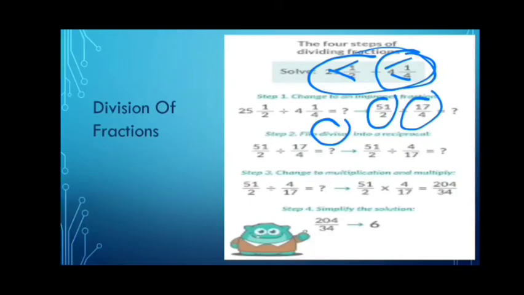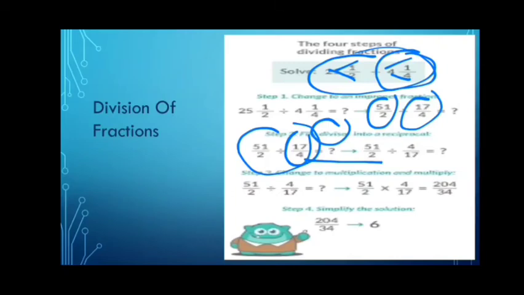That is, the fraction becomes 51 over 2 divided by 17 over 4, which gives you 51 over 2 divided by 4 over 17. All you need to do is to take the reciprocal of the divisor. The divisor here is 17 over 4. Hope that was clear.